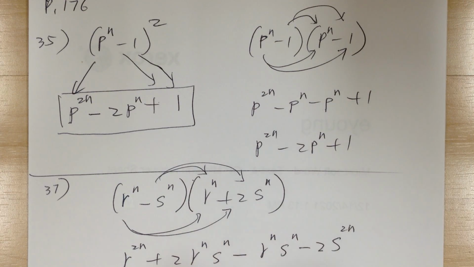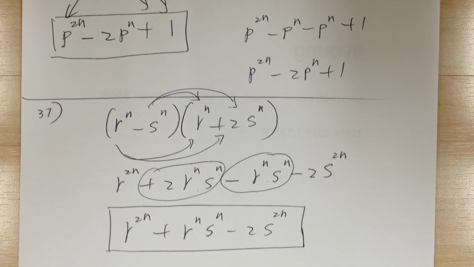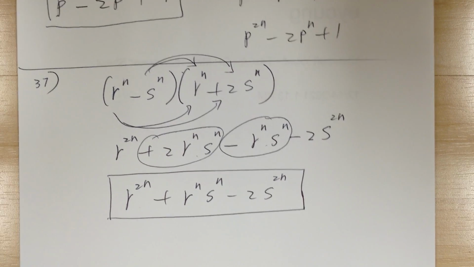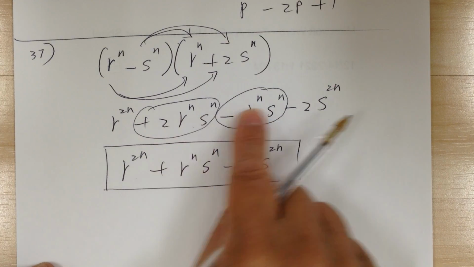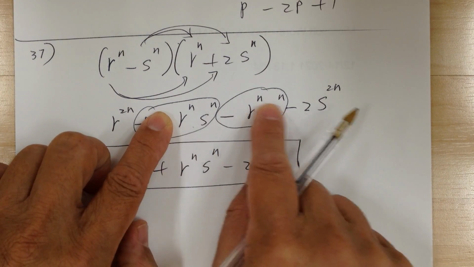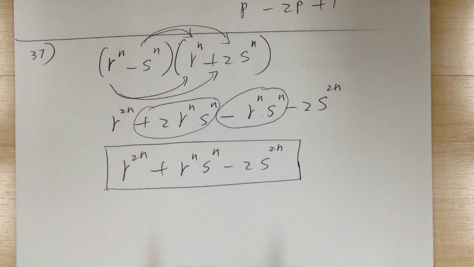These two are like terms. So plus 2 minus 1 gives you plus 1. So it'll be r to the 2n plus r to the n s to the n minus 2s to the 2n. So you combine these two terms because they are like terms. Like terms are when you have exactly identical variables. So you see that the variables are identical, those are like terms.